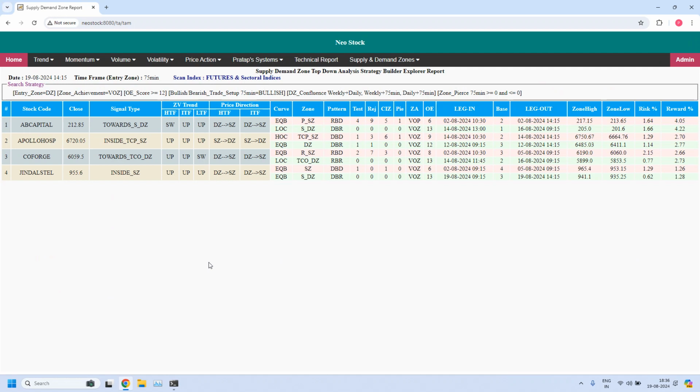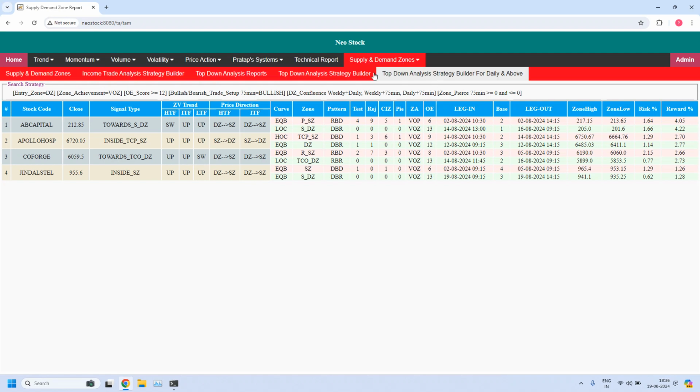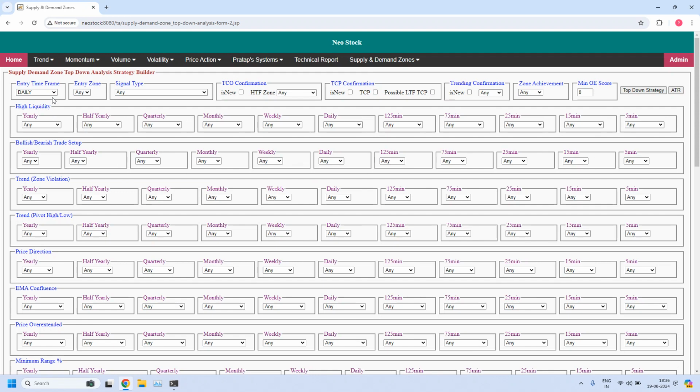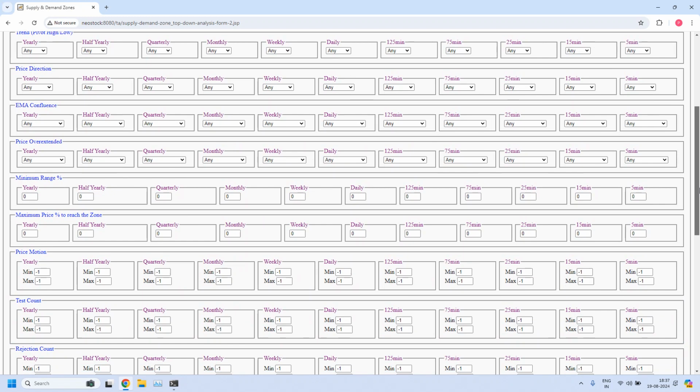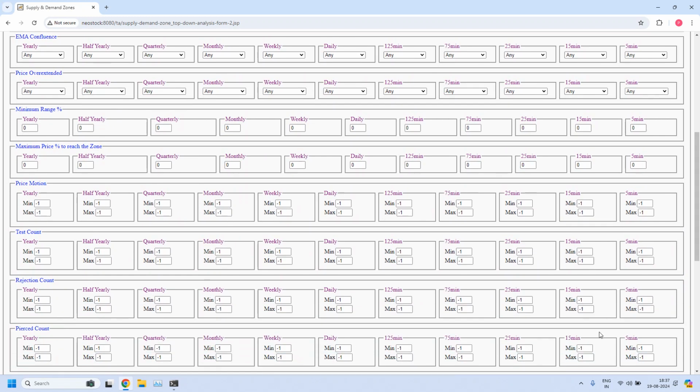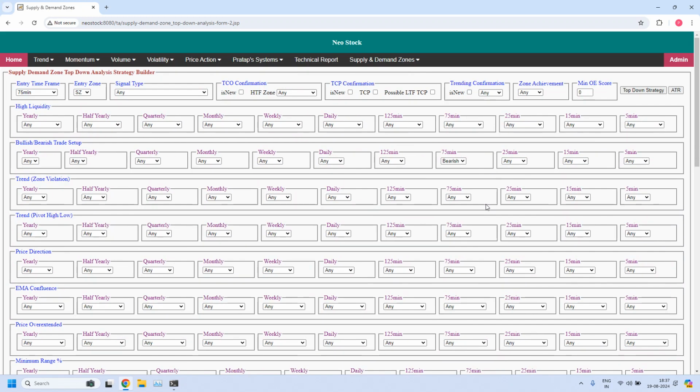Okay, the next report, bearish trade setup for weekly income trade. Entry time frame is 75 minutes, entry zone, supply zone, and in bullish bearish trade setup at 75, I am selecting bearish, and the pierced count at 75 minutes, minimum value 0, maximum value 0. Zone achievement should be violated opposing zone, minimum odd enhancer score 12.